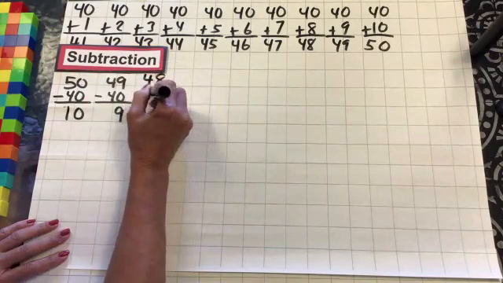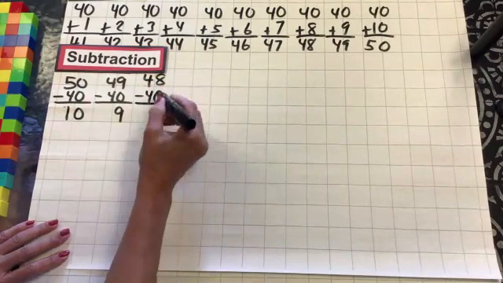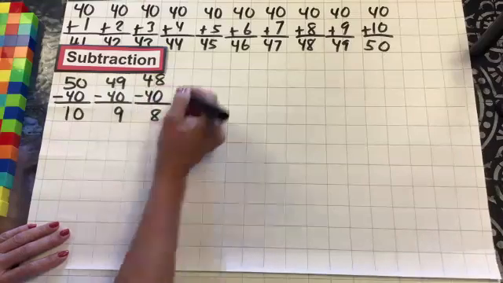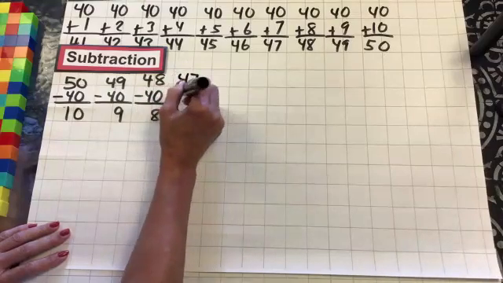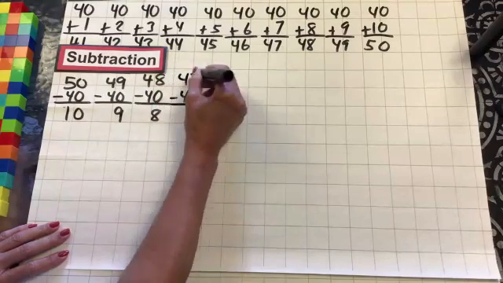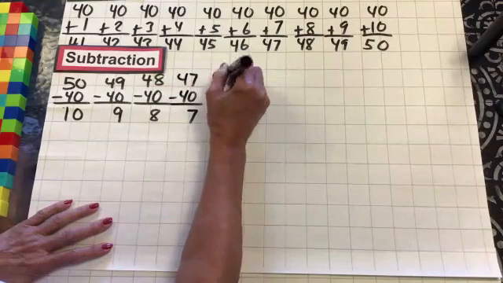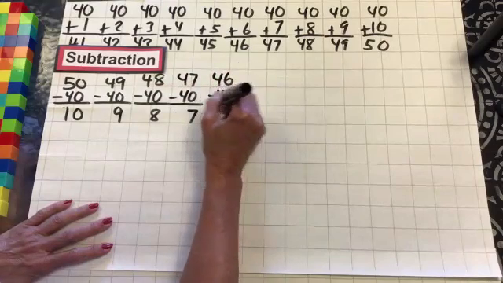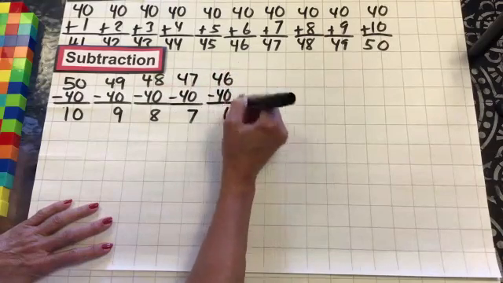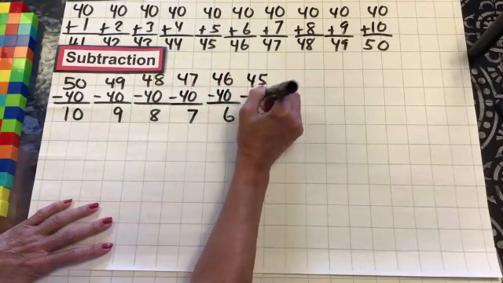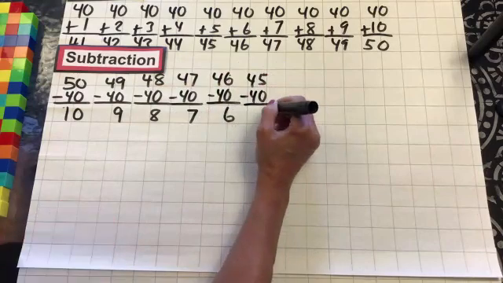48 minus 40. 8 minus 0 is 8. 4 minus 4, nothing. 47 minus 40. 7 minus 0 is 7. 4 minus 4, nothing. 46 minus 40. 6 minus nothing is 6. 4 minus 4, nothing. 45 minus 40. 5 minus 0 is 5.